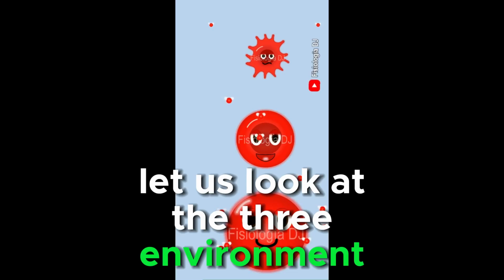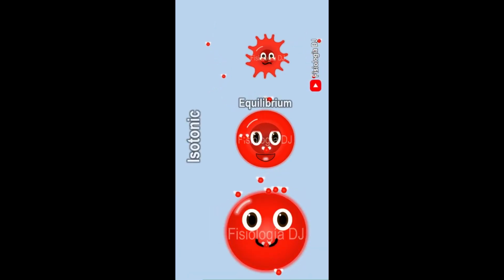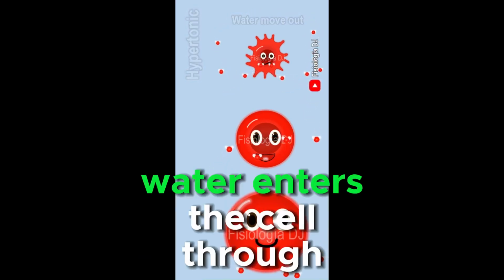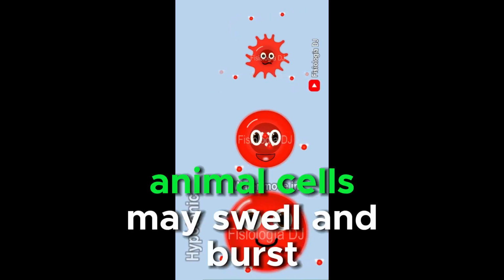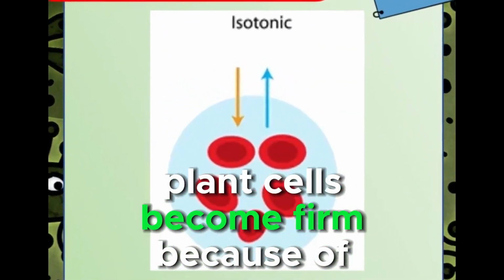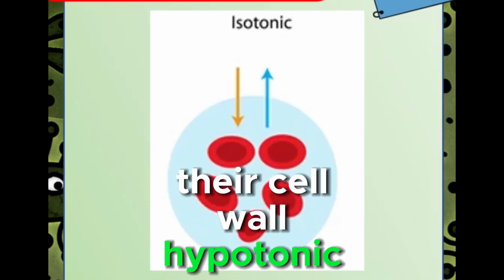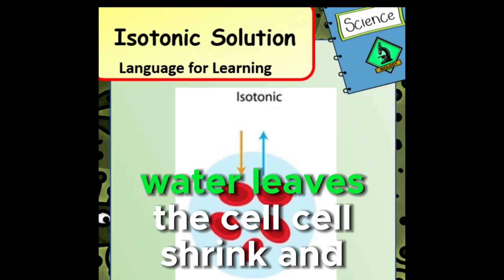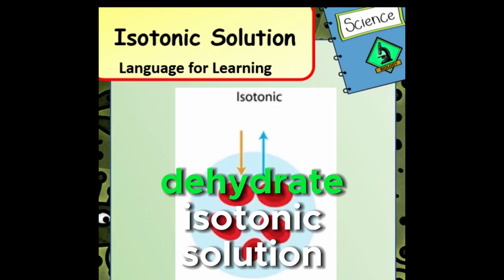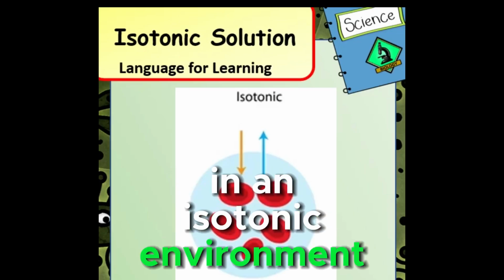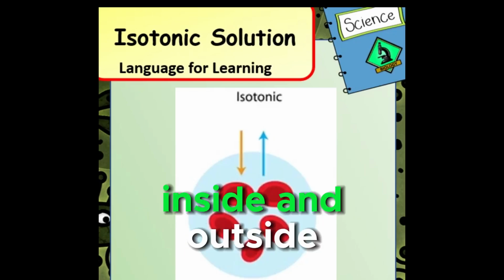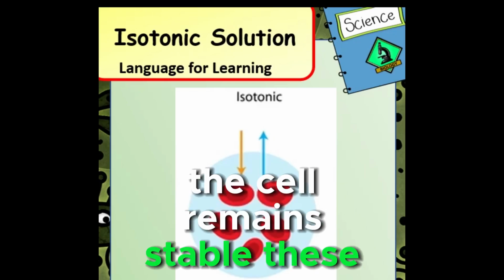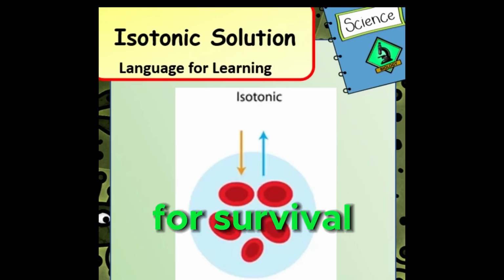Let us look at the three environments cells may experience. Hypotonic solution. In a hypotonic environment, more water exists outside the cell. Water enters the cell through osmosis. Animal cells may swell and burst. Plant cells become firm because of their cell wall. Hypertonic solution. In a hypertonic environment, less water exists outside the cell. Water leaves the cell. Cells shrink and dehydrate. Isotonic solution. In an isotonic environment, water concentration is equal inside and outside. Water moves equally in both directions. The cell remains stable. These processes are essential for survival.